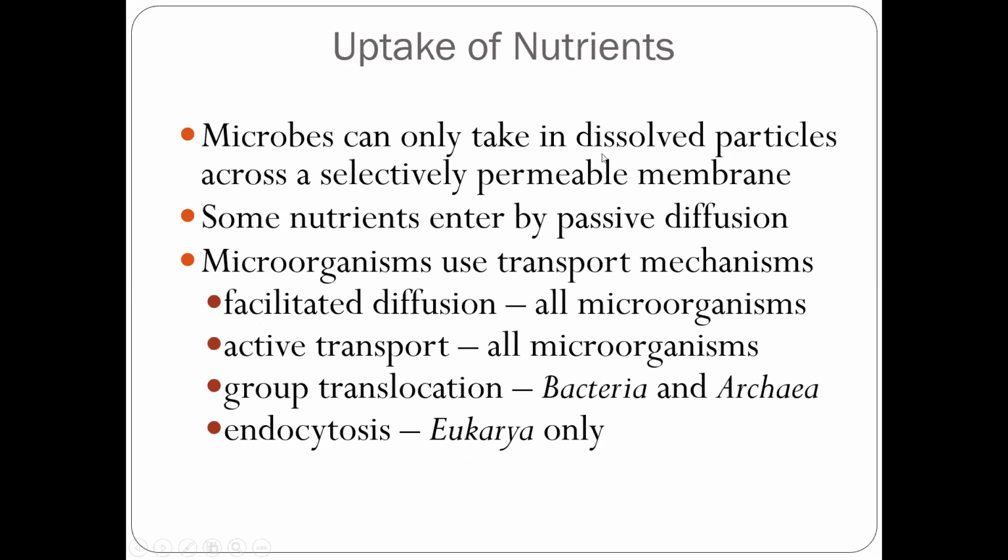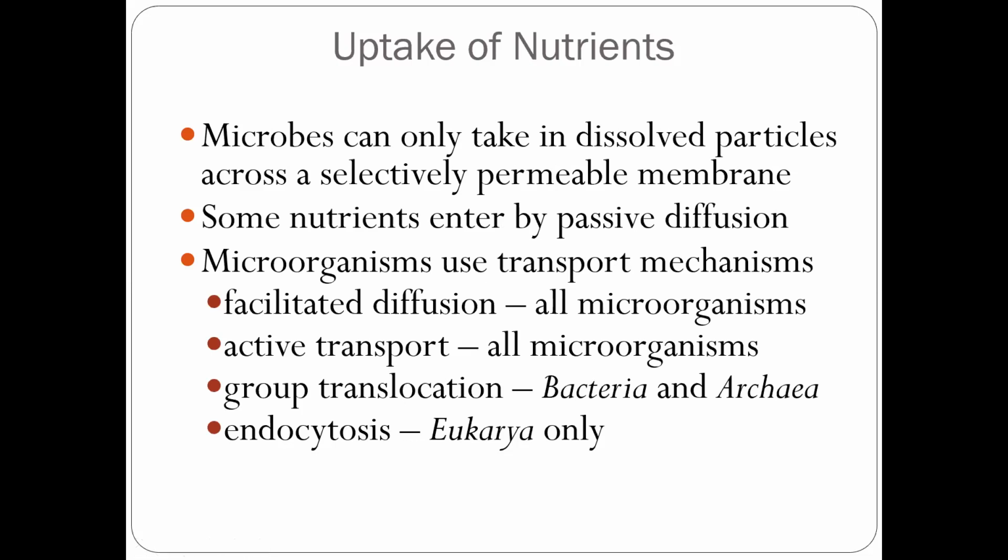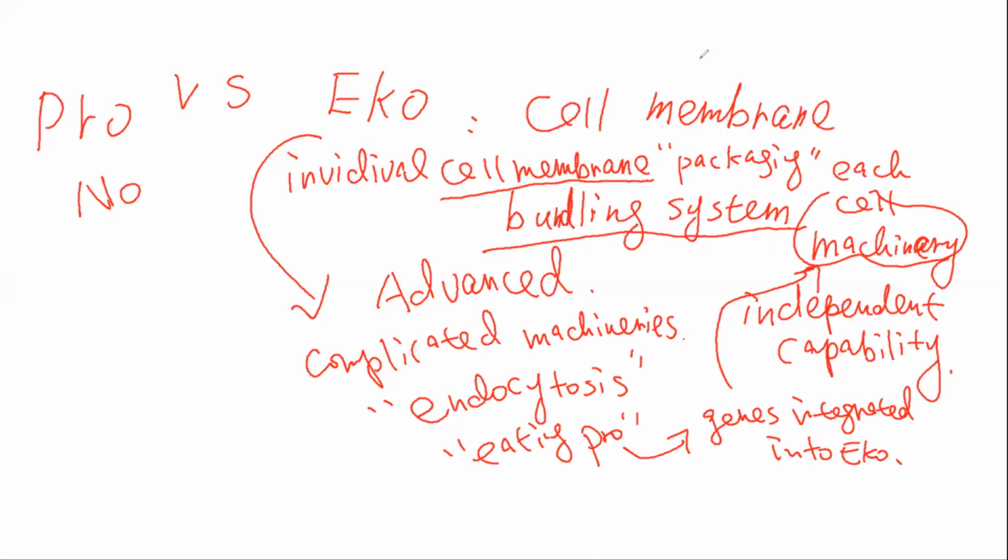Now, here is something we want to mention. You learned in other classes there is passive diffusion, facilitated diffusion, active transport, group translocation, and endocytosis. So we're going to talk about these one by one. Then we go over the slides. So we want to stop sharing here, and then share screen using the whiteboard. Okay, so this has to be clear.